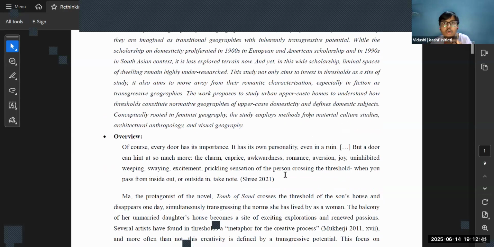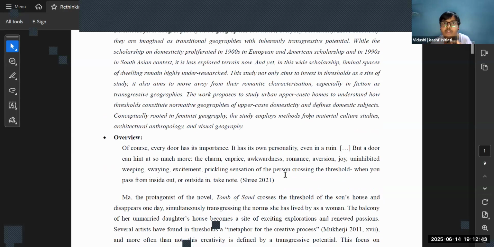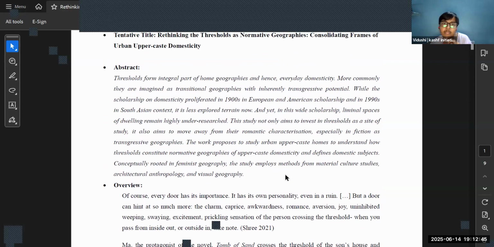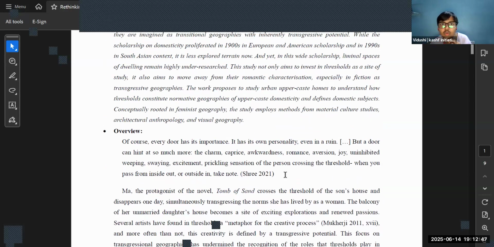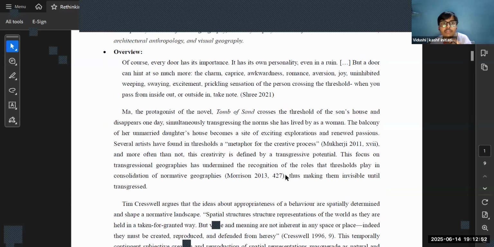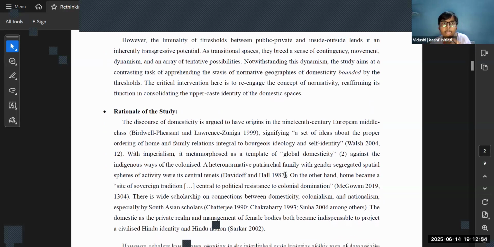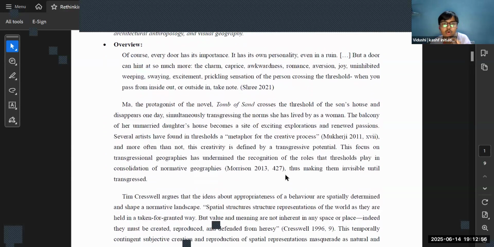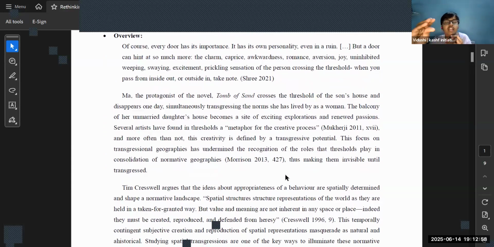It's not an ideal proposal. It has its own flaws. So I'm just sharing it, that this is somehow what it might look like. Then you can have an overview. When I gave an abstract, it's a very short, 100 words. I'm just giving an idea of what my study is going to be like.